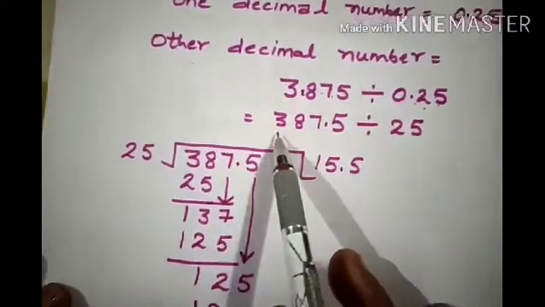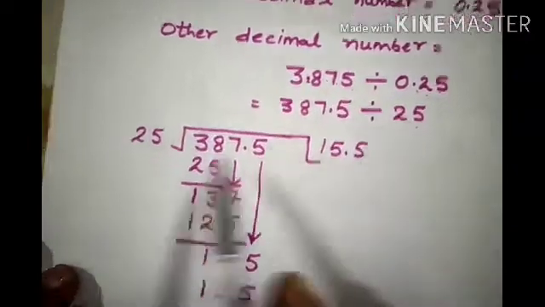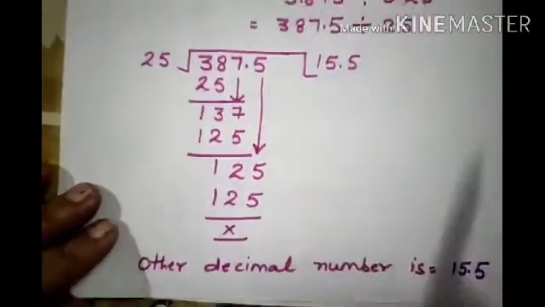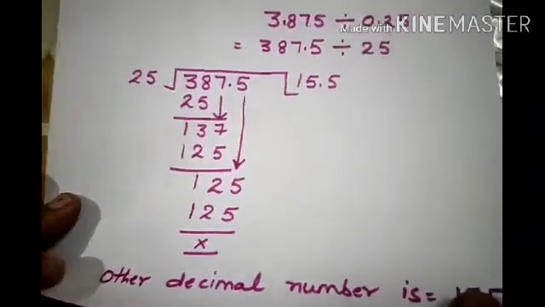So the number will be 387.5 divided by 25. So when we divide it, we will get the answer 15.5. So the other decimal number is 15.5. I hope this question is clear to you. Now we will proceed to the next question.